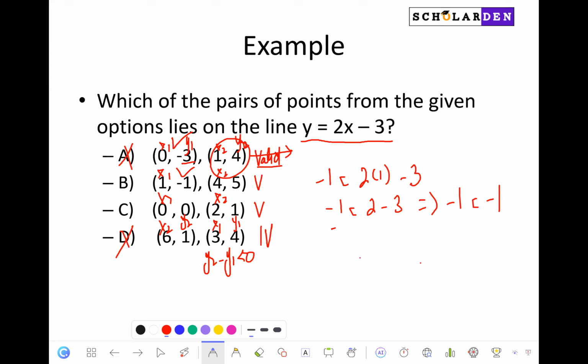Let's do it for the other point as well. And so we say 5 is equal to 2 times 4 minus 3. And this implies 5 is equal to 8 minus 3, which is again 5. So this point also lies on the line. Because we are asked for only one option, we stop our search over here and we say that our correct option is option B.